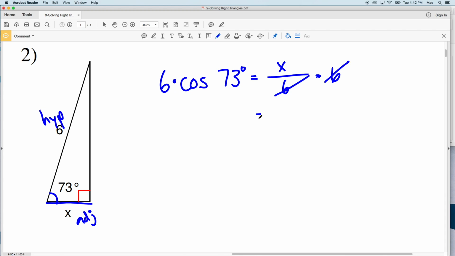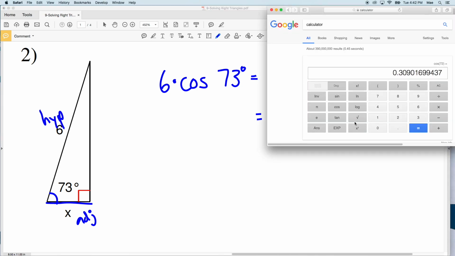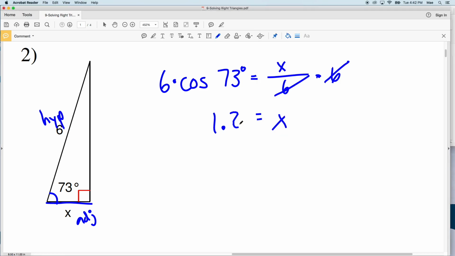The 6's will cancel out on our right, so we'll have x left, and 6 times the cosine of 73, well, the cosine of 73 degrees is 0.292, and when we multiply that by 6, we'll get 1.75, which we can round to 1.8. So 1.8 is equal to x. So 1.8 is that side length in number 2.